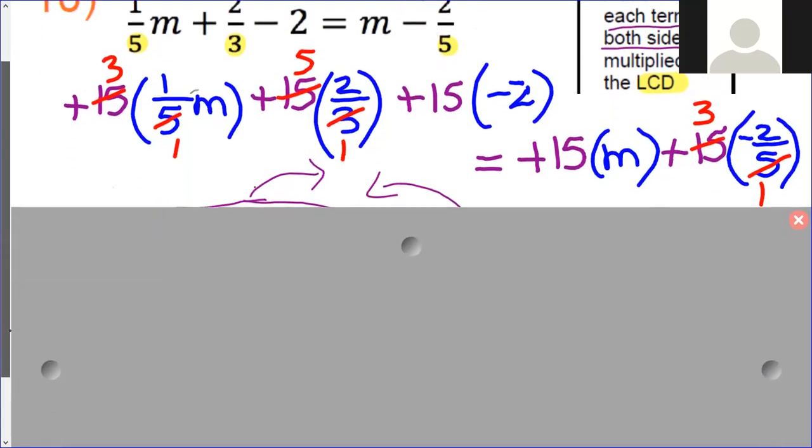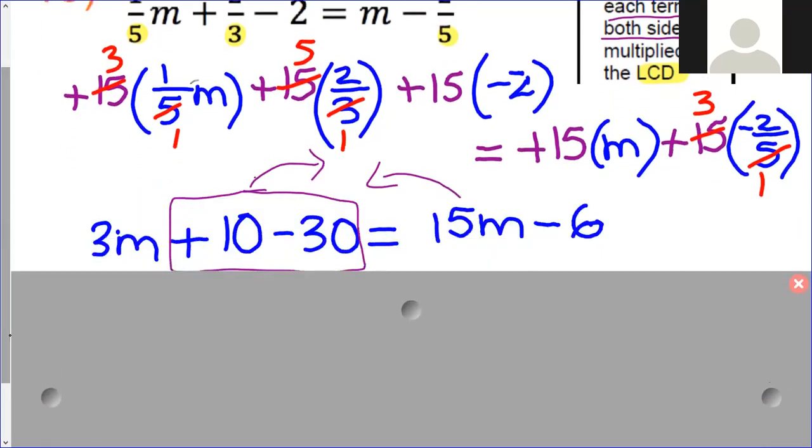Okay, once we've eliminated by writing that step down, then we can multiply the new numerators. 3 times 1m is 3m. 5 times 2 is 10. 15 times -2 is -30, sorry. 15 times m is 15m. 3 times -2 is -6. So we can write that step down as well.